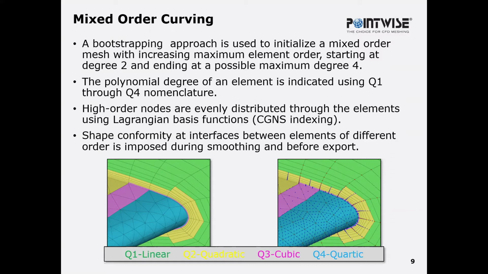There's going to be a number of pictures that are going to follow this color scheme shown here. So if you try and put into your memory that green are the linear elements, the yellow elements are quadratic, the magenta or pink looking ones are cubic, and the blue are the highest level quartic Q4 elements.